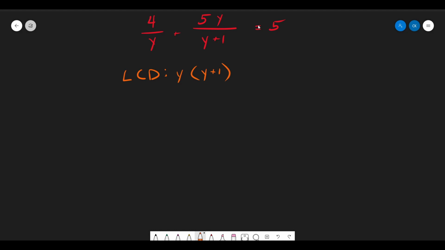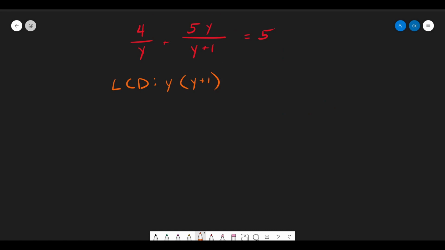So the second step, all that I'm going to do is multiply each side of my equation by the least common denominator. So again, I'm going to multiply both sides by the least common denominator. I'm going to multiply this side here by my least common denominator of y times y plus 1, and I'm going to multiply this side here by y times y plus 1. So I'm going to multiply both sides by that least common denominator.